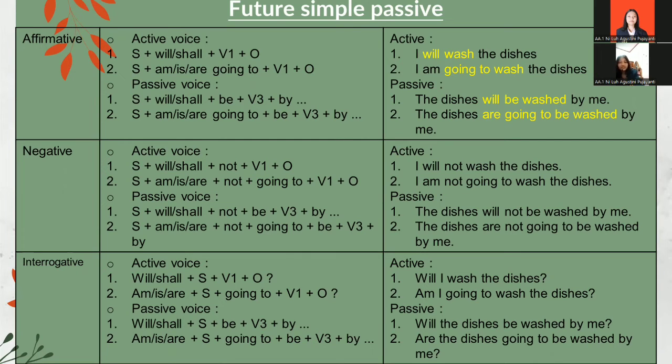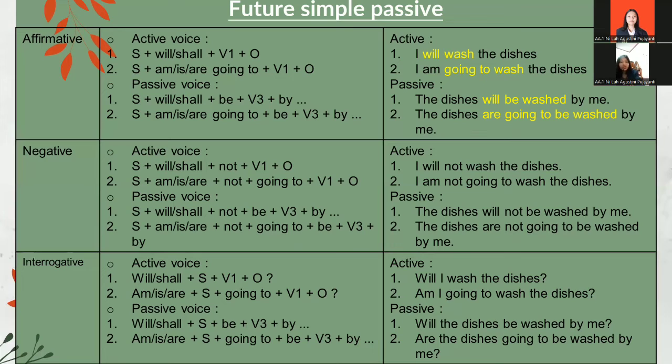In passive voice, the structures are subject plus will or shall plus not plus be plus verb 3 plus by. And the second structure is subject plus am or is or are plus not plus going to plus be plus verb 3 plus by. So the examples are, the dishes will not be washed by me. The dishes are not going to be washed by me.